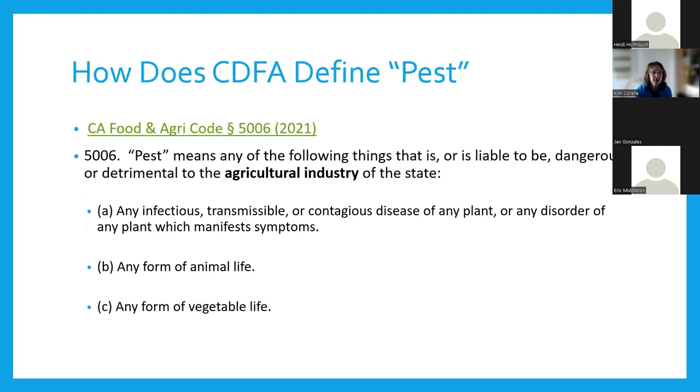So how does CDFA define a pest? A pest means any of the following things that is liable to or dangerous or detrimental to the agricultural industry of the state. So any infectious, transmissible, or contagious disease of a plant, any form of animal life, or any form of vegetable life. There's a lot of different things that can constitute a pest according to CDFA.